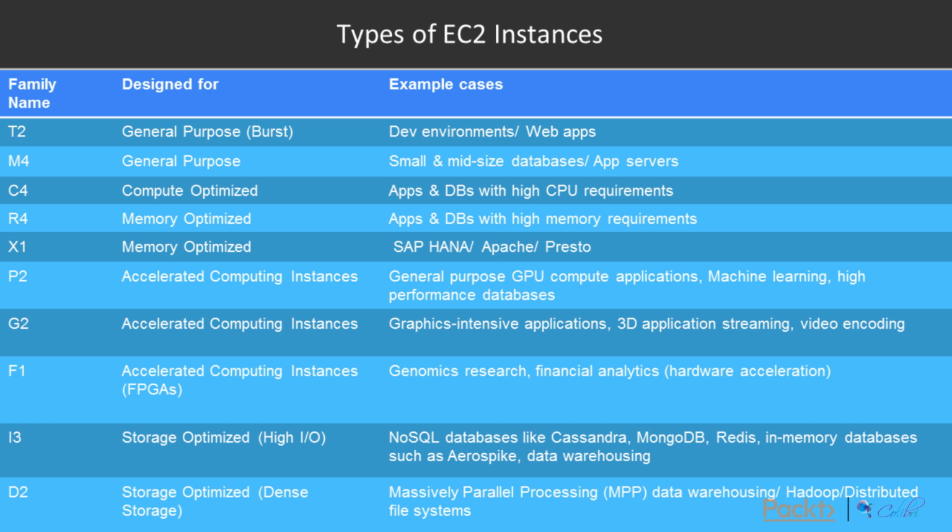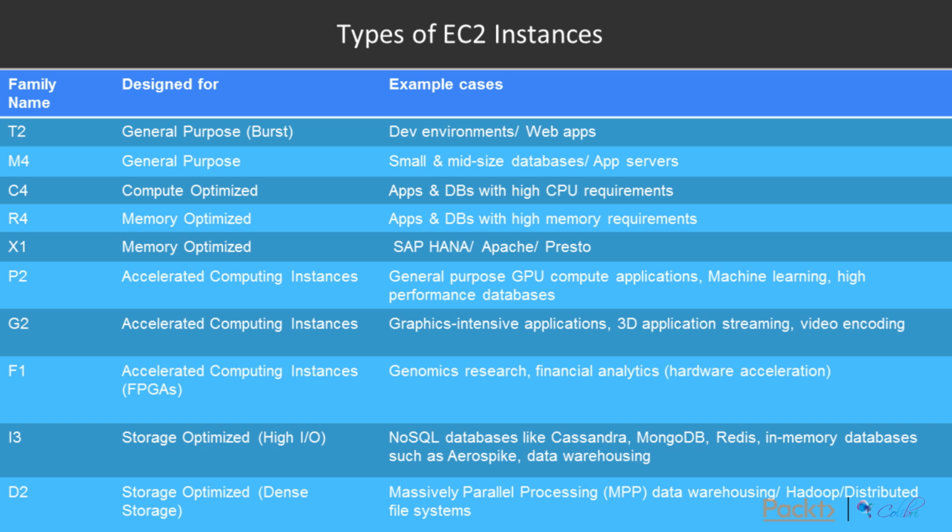And if we need to burst for a bit of time, for example, there is a certain demand that has increased in the last few minutes or seconds, then the T2 can burst and handle that amount of requests for you. Some example cases include dev environments, websites, web applications. Then there is the N4 family, which is general purpose and is used for small and mid-sized databases, data processing tasks that require additional memory.